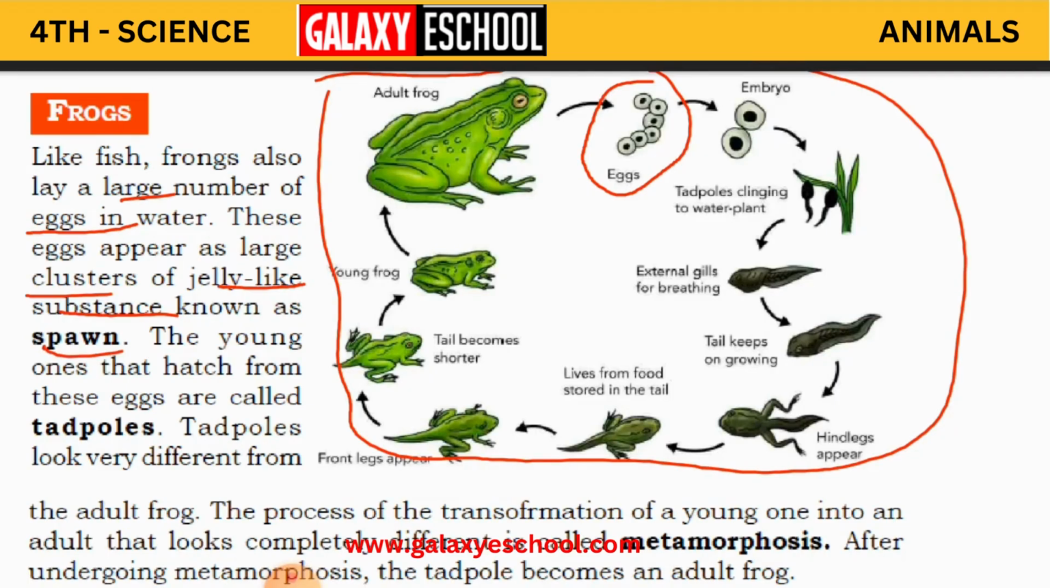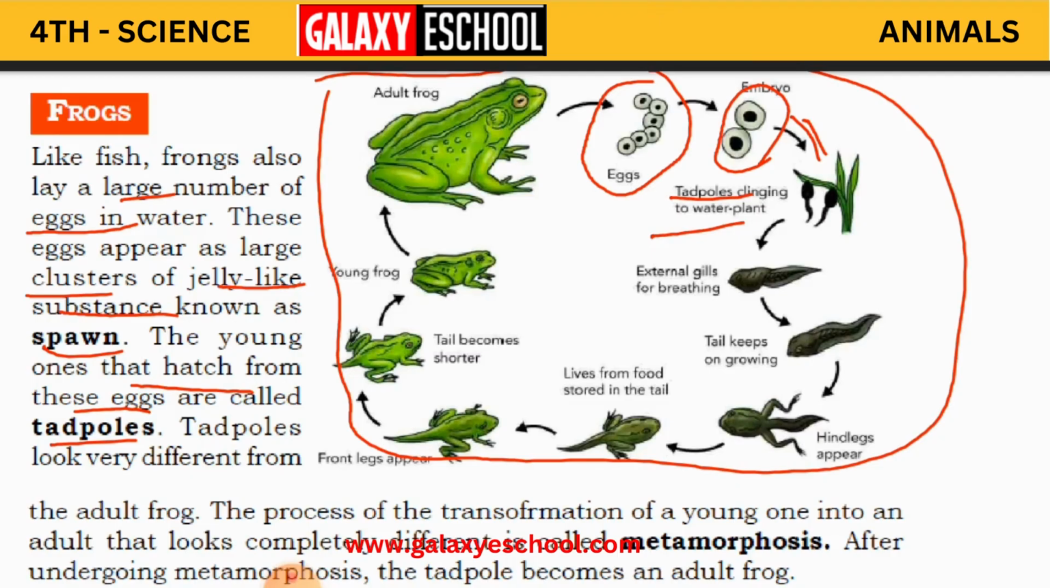And the young ones that hatch from these eggs are called tadpoles. Okay, children. So here you can see the young ones. So these are the eggs. Again, the embryo has developed from the eggs, and then you have seen here tadpoles. They are clinging to water plants.